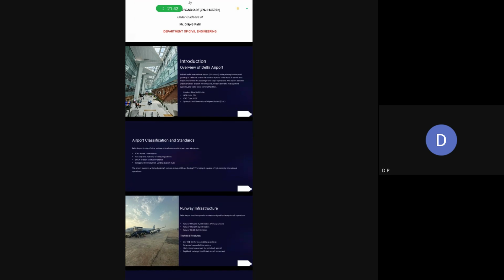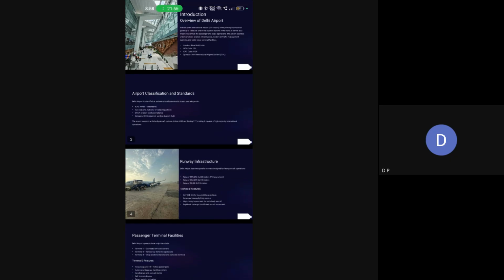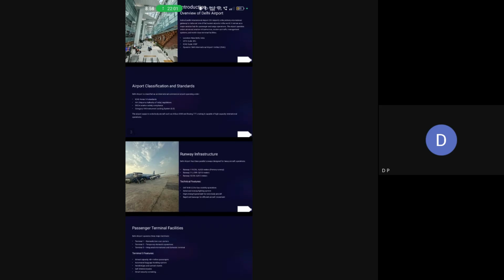Location: New Delhi, India. IATA code DEL, ICAO code VIDP. Operator: Delhi International Airport Limited. Airport classification and standards. Delhi Airport is classified as an international commercial airport operating under ICAO Annex 14 standards, Airport Authority of India regulations, DGCA aviation safety compliance, and Category IIIB instrument landing system, ILS.